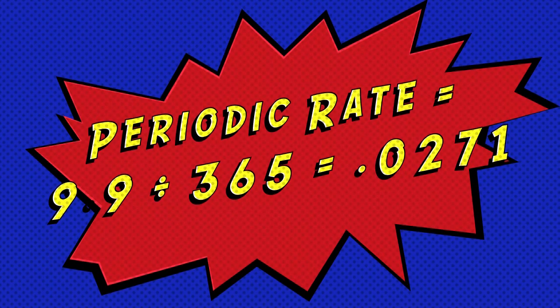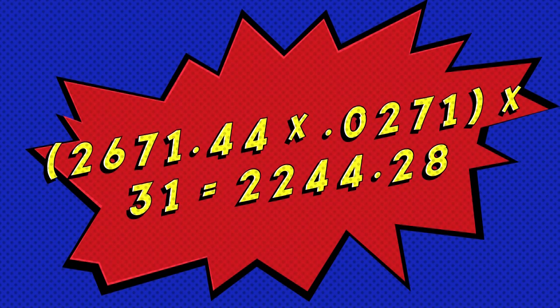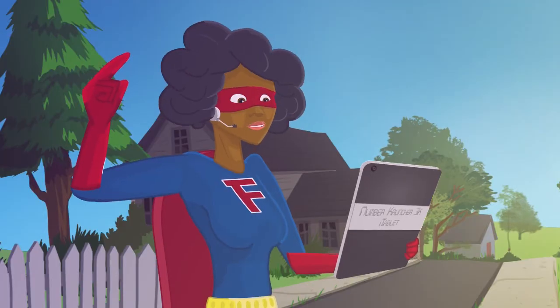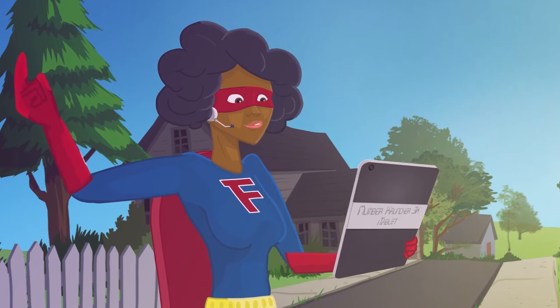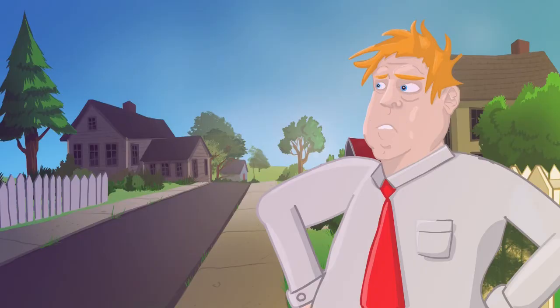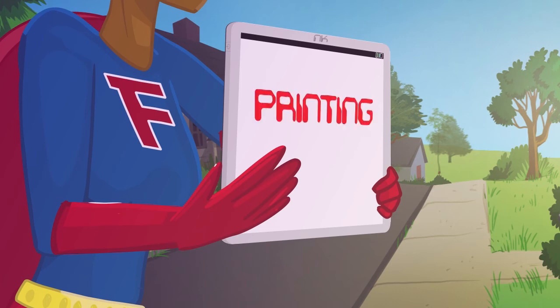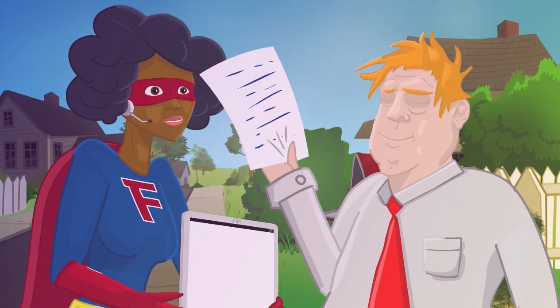And the number of days in this cycle is 31 days. And so now, because the periodic rate is a percentage, we divide it all by 100 to convert it back to a number, which is your interest amount of $22.44. It's so simple now. Thanks, Figurer. And look what Number Cruncher has for you. Your missing Capital One statement page with an explanation of how we calculate your interest.